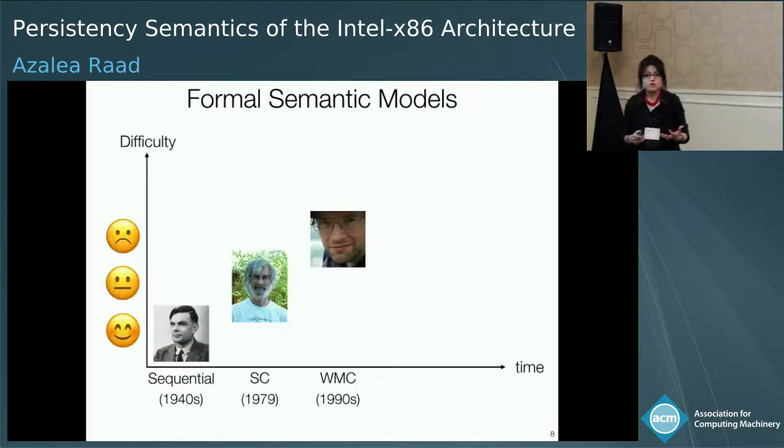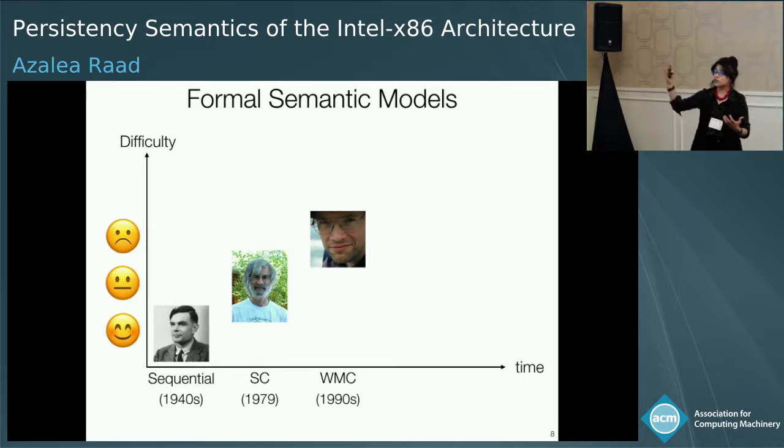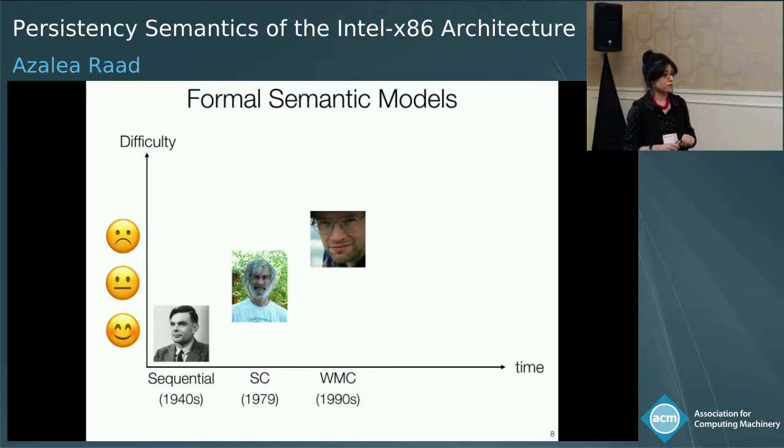Now, what I want to convince you of in the next couple of minutes is that understanding the behavior of concurrent programs in the context of NVM is one layer of complexity above everything else that we have seen so far. So with weak memory consistency being the state of the art in concurrency semantics, what does it mean now to extend that to the NVM context?